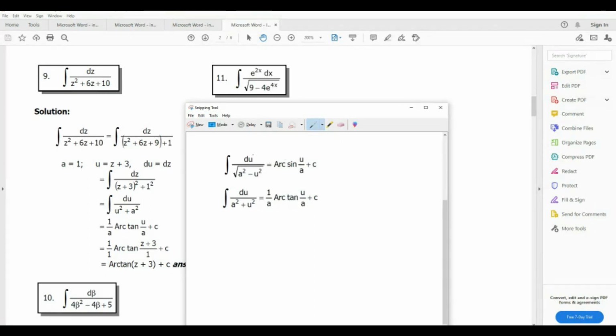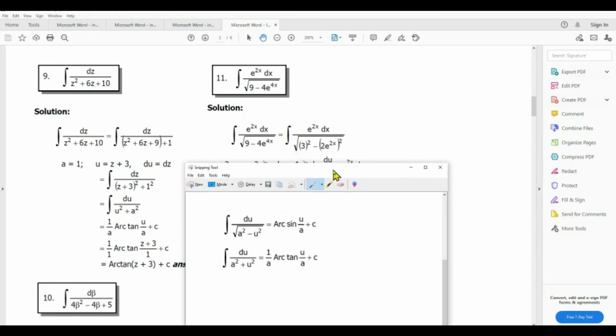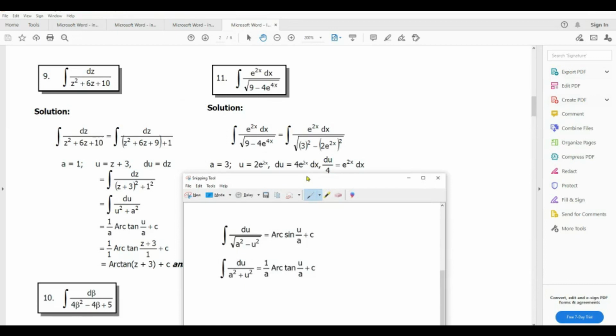Palagay ko, mapasok siya dito sa inverse trigonometric function, yung first formula. Okay, so again here. So e to the 2x dx, so ito, square root mo, 3 squared. Ito, take the square root, that is 2 e to the 2x squared. Okay, so ganun na square. Then your a is equal to 3, then your u is equal to 2 e to the 2x. So therefore, your du is 2 times e to the 2x, derivative ng 2x is 2 dx. Kaya naging 4 e to the 2x dx.